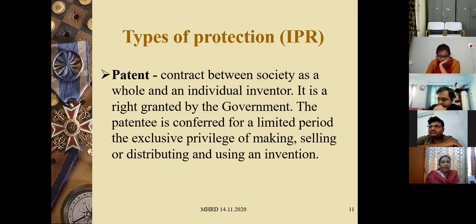So, what does a patent indicate, or what does it mean? A patent is a contract between society as a whole and an individual inventor. It's a right granted by the government. So the patentee is conferred rights over his invention for a limited period, the exclusive privilege of making, selling, or distributing. Whatever his invention or process is, he has the exclusive right either to reproduce or make it himself, or to sell the prototype or the process, the product, how to make that product, or the know-how, to someone, or he can distribute it.